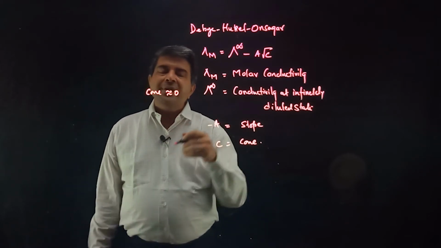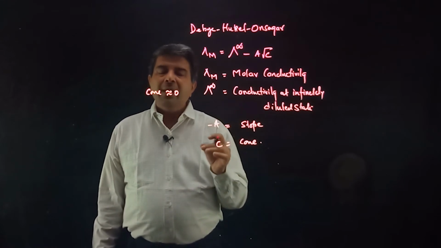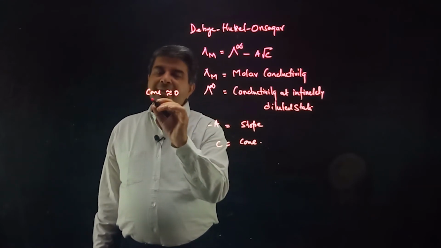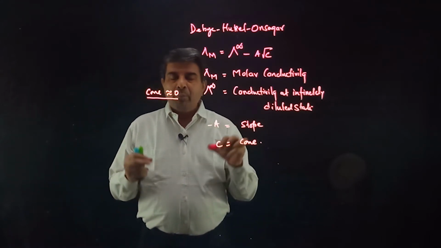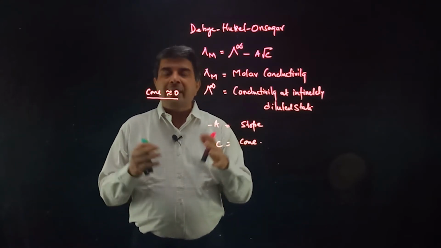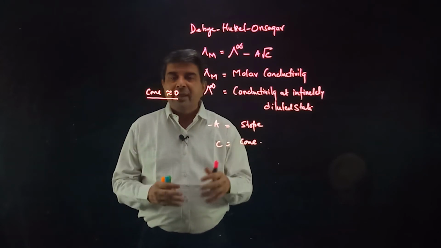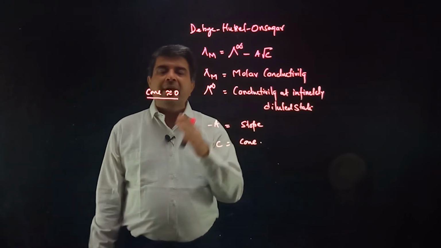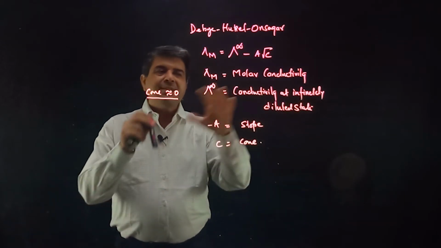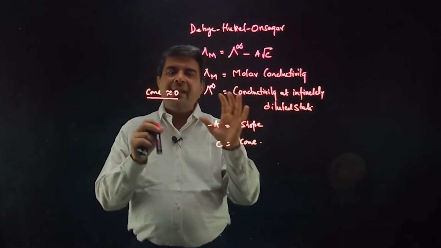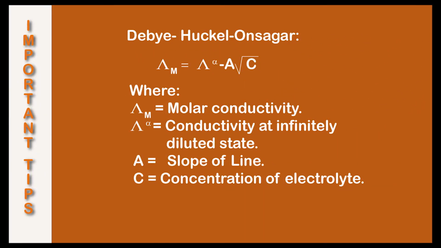So concentration is nearly negligible, or it is a state at which the concentration does not basically take part in the conduction of an electrolyte. So that state would be termed as infinitely diluted state. So this is all about the infinitely diluted state. So now you can take a snapshot of the screen or jot it down, the important terms in Debye Huckel Onsager equation.